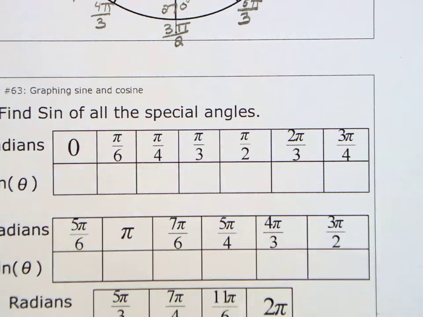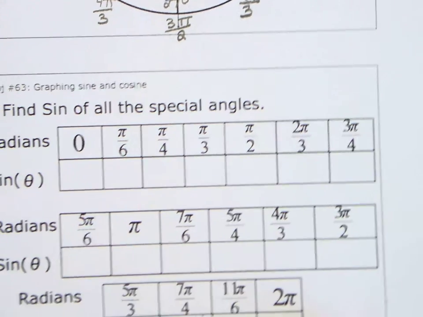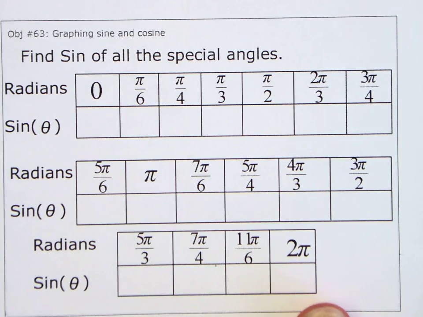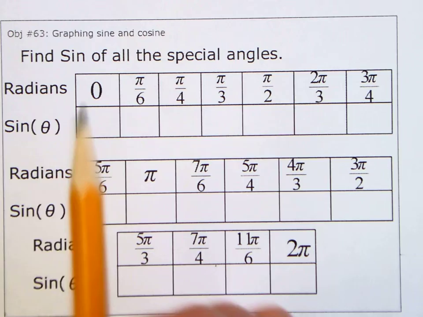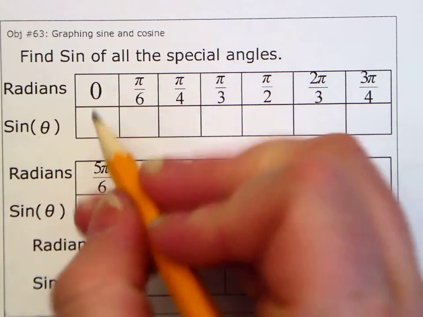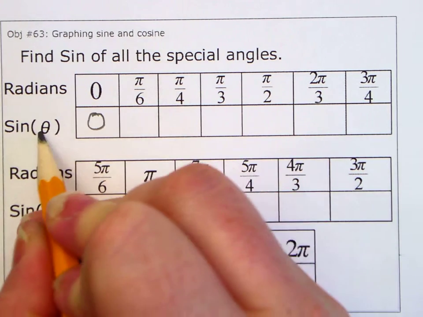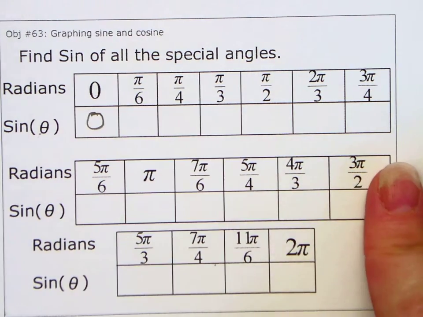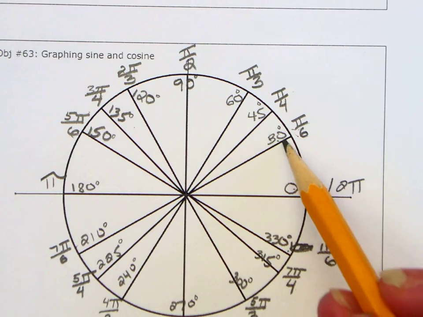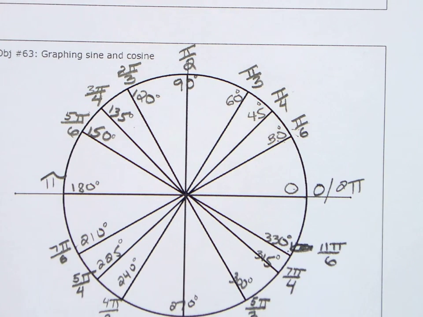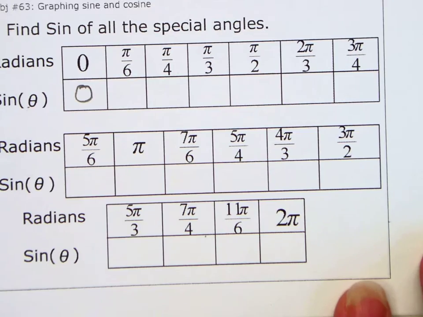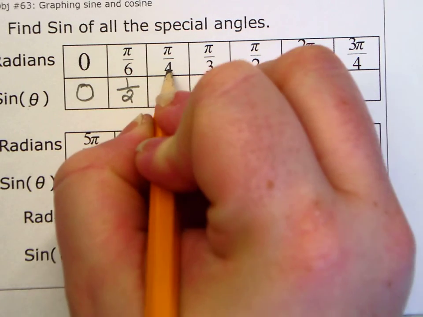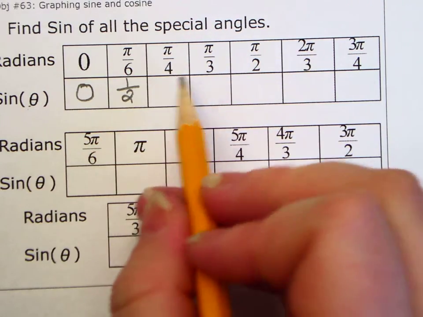Okay, so the reason we did that is I want to fill in this chart because we're going to be graphing. And when you graph, the first thing you do is you always make a table. Okay? So, what is sine of 0? 0. Sine of pi over 6. So pi over 6 is the same as 30 degrees. So what's sine of 30? That you were supposed to memorize. That's a half.